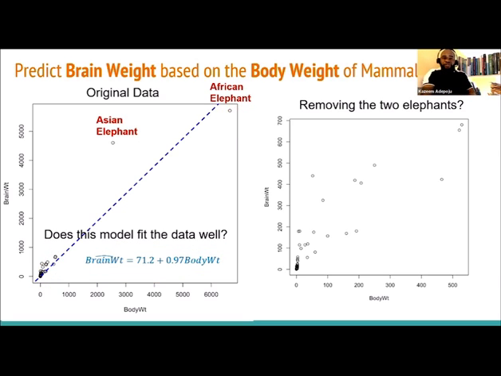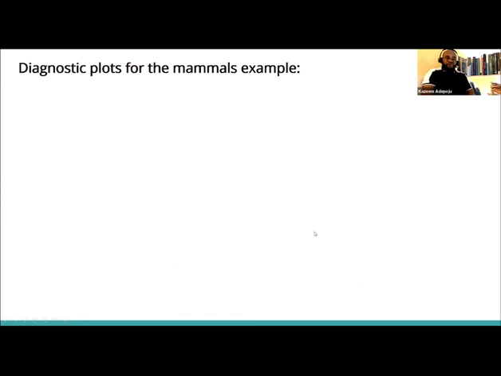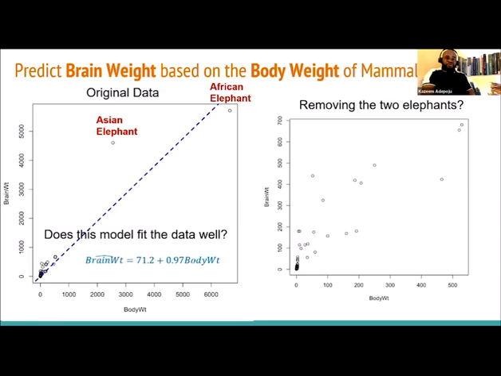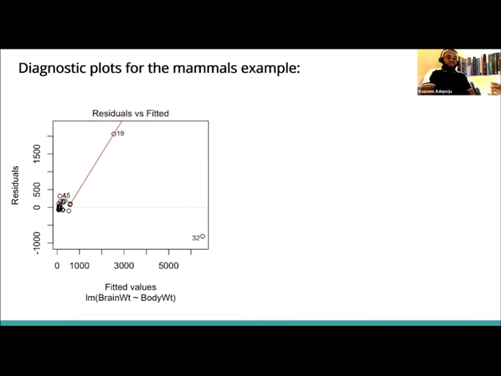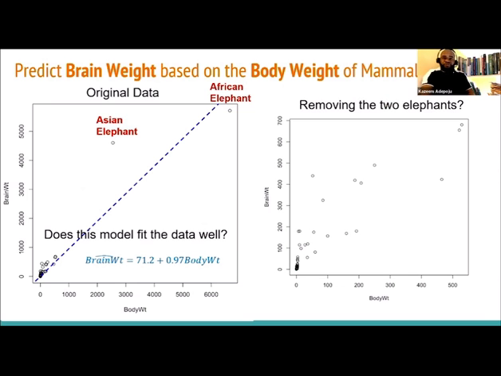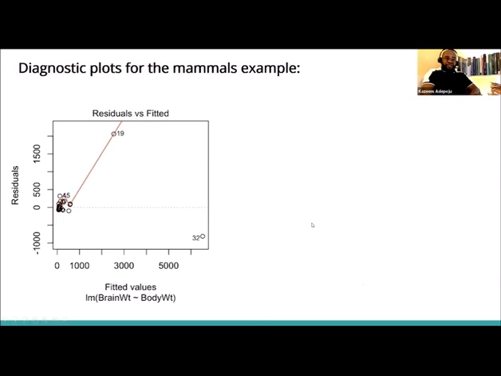When we try to remove these two elephants from the study, what are we going to have? I want you to take note of something right now. When you decide to remove the two elephants and you plot again, we're actually going to have something like this. Look at that. That is removing the two elephants. That's what you're going to have.